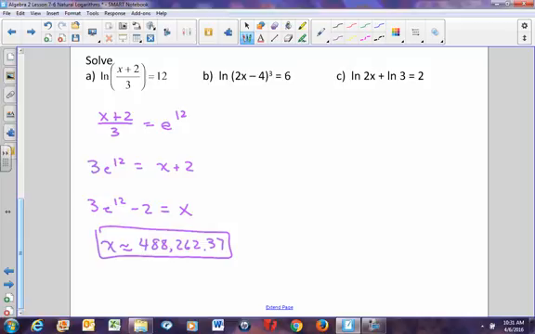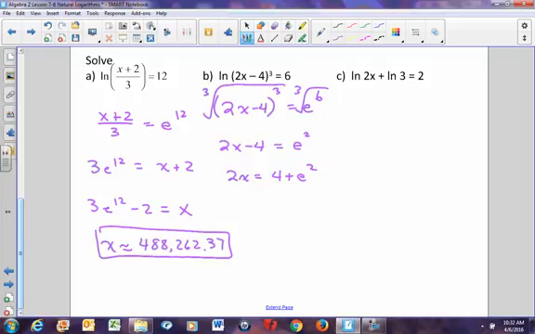All right, natural log of 2x minus 4 to the 3rd power equals 6 means 2x minus 4 cubed equals e to the 6th power. All right, so take the cube root of both sides. You're going to get 2x minus 4 is going to equal e to the 2nd power, because 6 divided by 3 is 2. So 2x minus 4 equals e squared. All right, so 2x is going to equal 4 plus e squared. So x is going to equal 4 plus e squared all over 2. Stick that in your calculator, you're going to get x is approximately equal to 5.69. Okay, so exact answer, approximate.